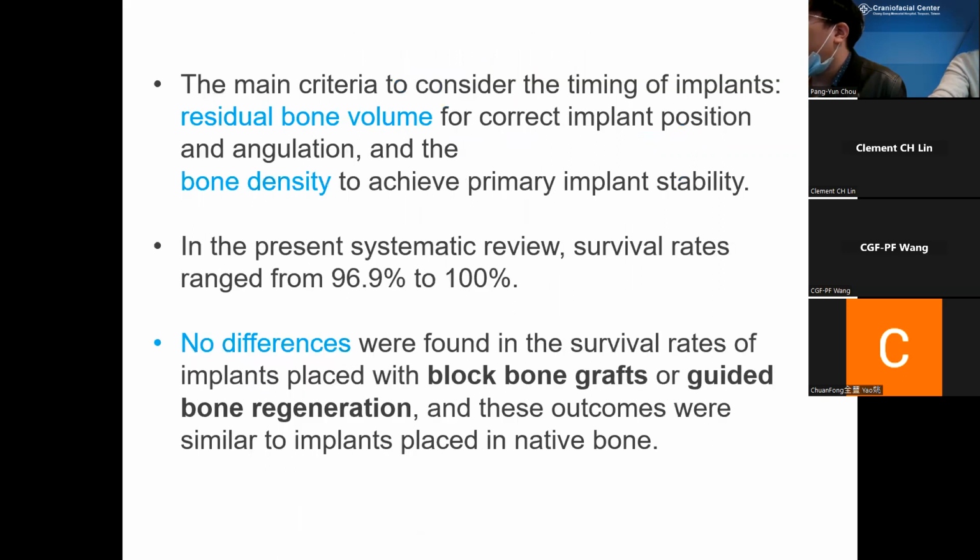The main criteria to consider for the timing of the implants are the residual bone volume for correct implant position and the bone density to achieve stability of the implant. In the present systematic review, the survival rates range from 97% to 100%. And the important part is that no differences were found in the survival rates of the implants placed with either block bone grafts or guided bone regeneration, and the outcomes were similar to the implants placed in native bone.